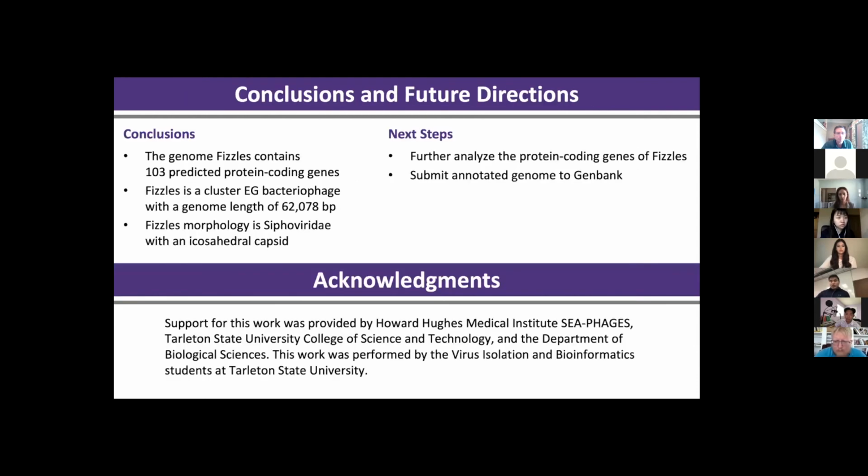So in conclusion, the genome of Physis contains 103 predicted coding genes. Physis is also a cluster EG bacteriophage with a genome length of 62,078 base pairs, and its morphology is siphovirus with an icosahedral capsid. And our next steps for Physis will be to further analyze the protein coding genes and submit an annotation to GenBank.